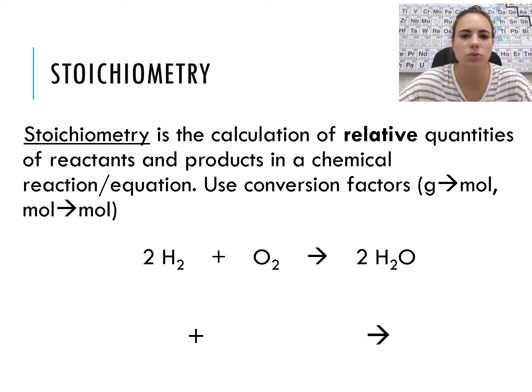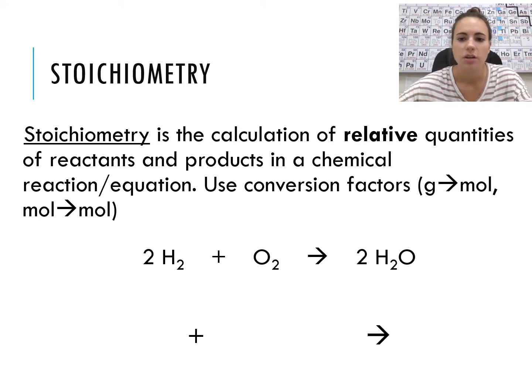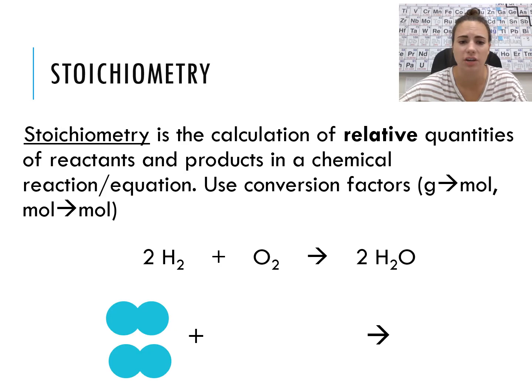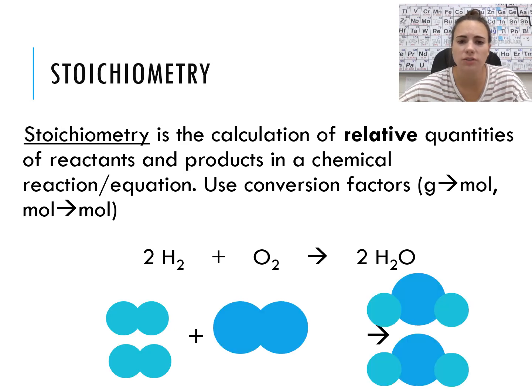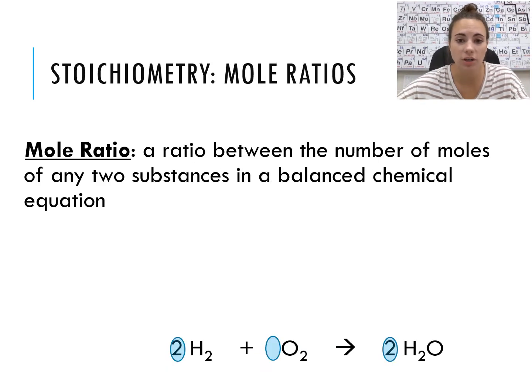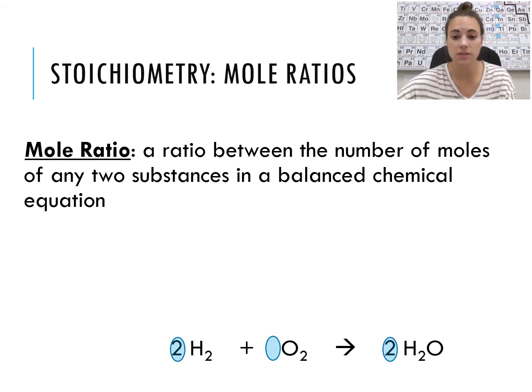All right, so stoichiometry is just a calculation of relative quantities of reactants and products in a chemical reaction. So it's just mole conversions. We're just adding a new conversion factor. And that new conversion factor is going to be the mole ratio. The mole ratio is simply the ratio between moles of two substances in a balanced chemical equation.